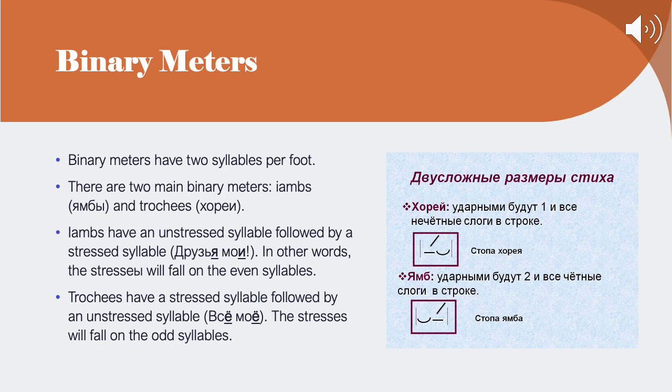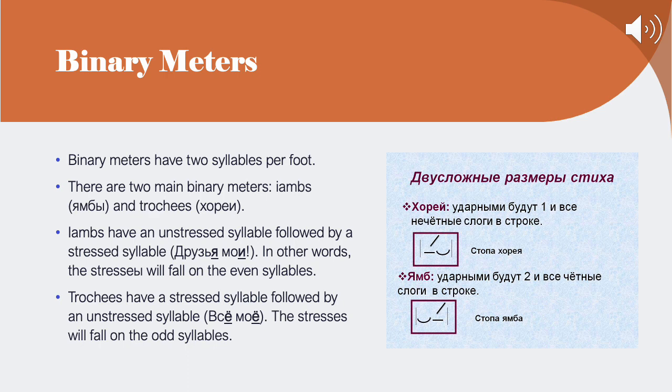Trochees also have 2 syllables per foot, but in their case, you start with a stressed syllable and followed by an unstressed syllable. So, всё моё is a trochaic line. The stresses in trochaic lines will always fall on the odd syllables. So with iambs, you have the stresses on the even syllables. In trochees, the stresses fall on the odd syllables.